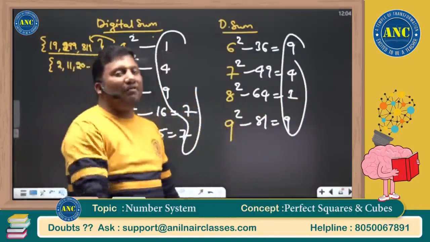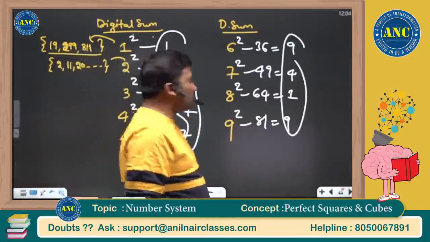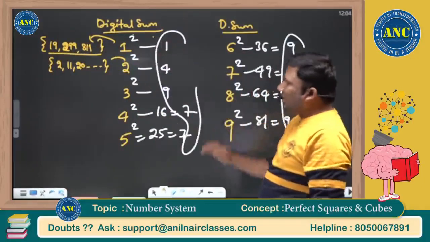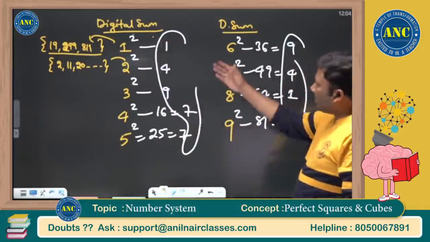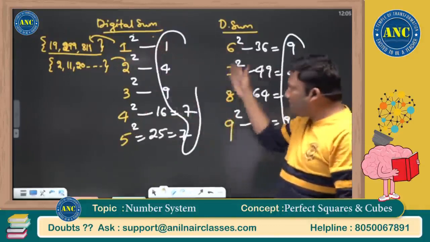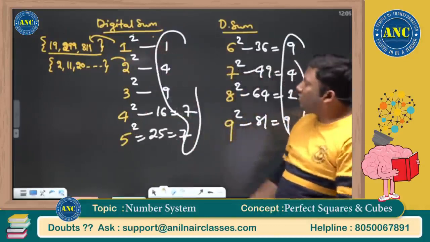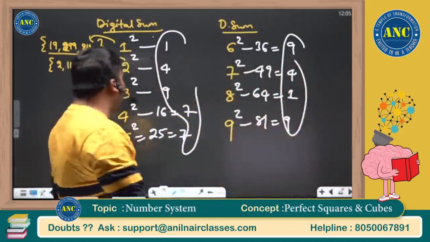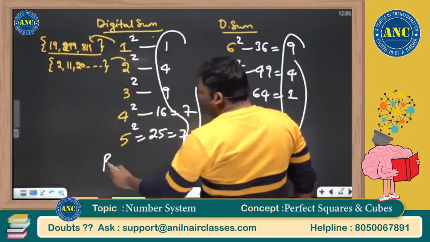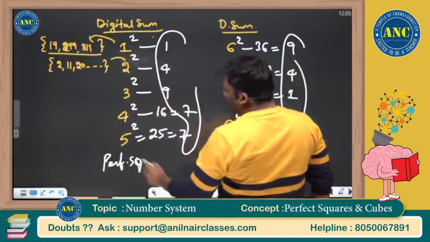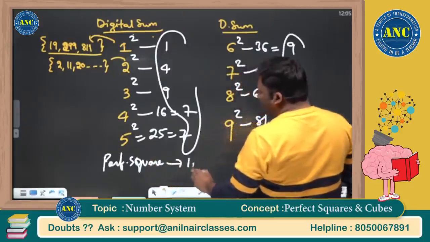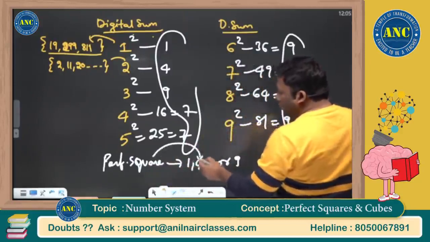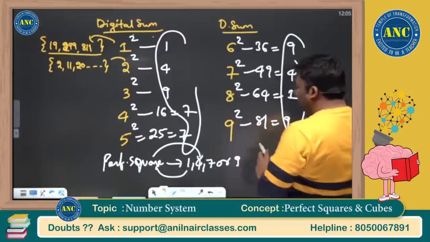We have taken all the possible digital sums on the left-hand side and squared them, and on the right-hand side these are the possible digital sums of perfect squares. I got 1, 4, 7 or 9. Extremely important logic: if a number is a perfect square, the digital sum should always be 1, 4, 7 or 9. The reverse may or may not be true.